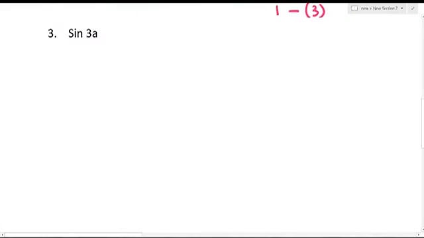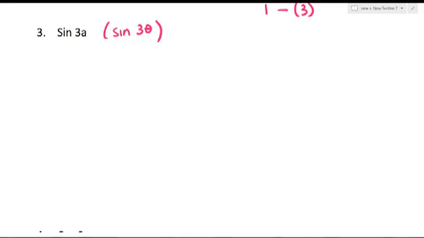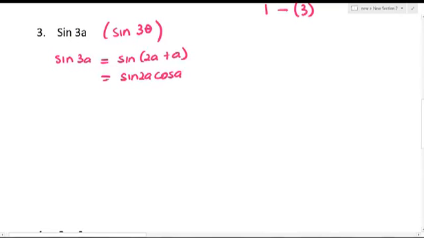So our next question was sine 3a. It was sine 3 theta in your exercise book, but I couldn't find the theta button on the laptop, so it's sine 3a for now. So sine 3a is the same as sine of 2a plus a. So we're going to use the sums formula for this one. So it's going to be sine 2a cos a plus cos 2a sine a.